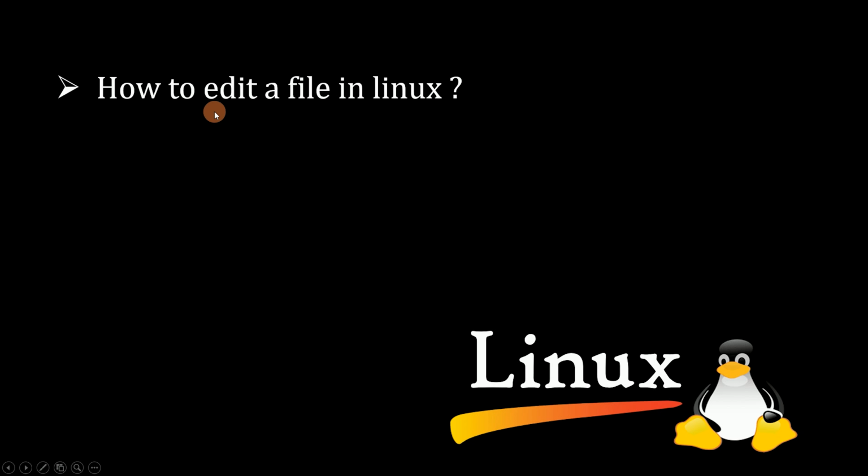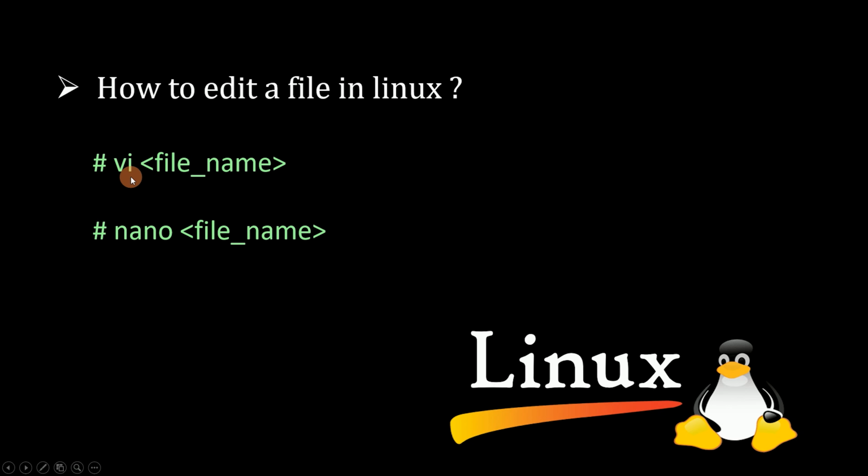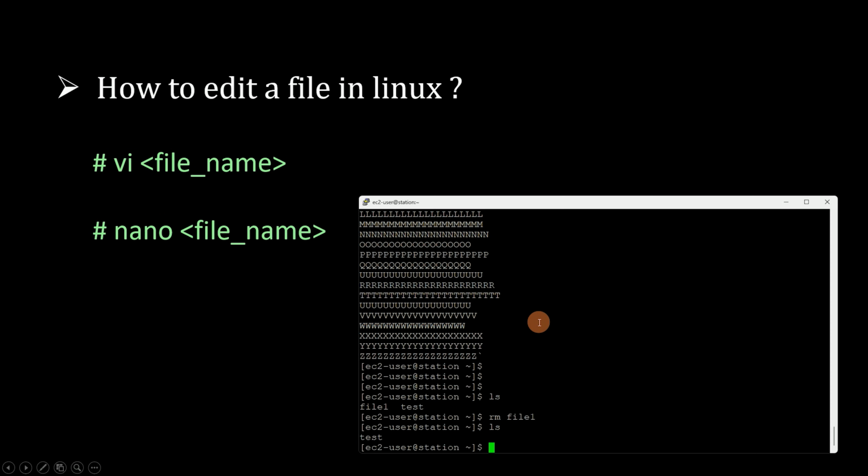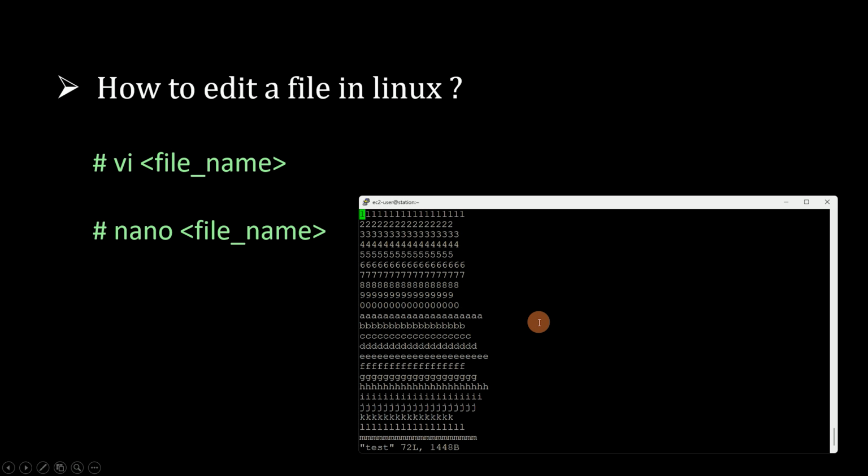Now how to edit a file in Linux? If you want to edit any file, for that you can use vi or nano, depending on which editor your OS is using. In most cases it will be vi or vim, but on a few machines it could be nano as well. So now I'm going to try with vi. We have the file test, right? So it is a file.